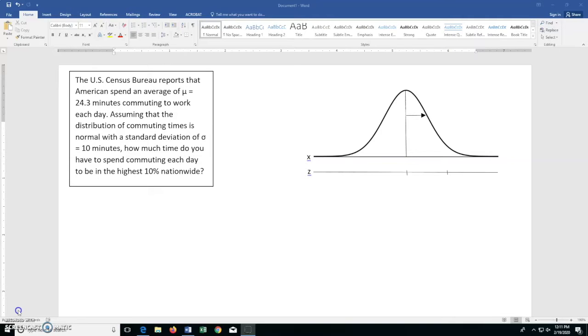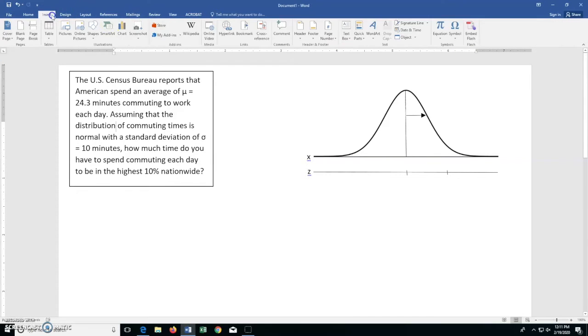So our question here is, the U.S. Census Bureau reports that Americans spend an average of 24.3 minutes commuting to work each day. Assuming that the distribution of commuting times is normal with a standard deviation of 10 minutes, how much time do you have to spend commuting each day to be in the highest 10% nationwide?